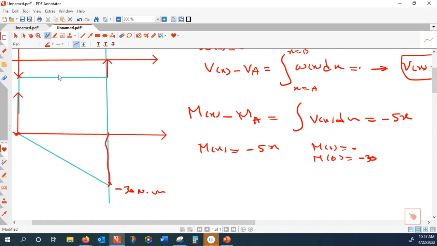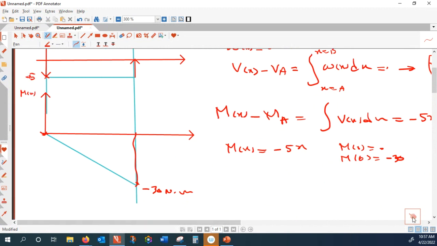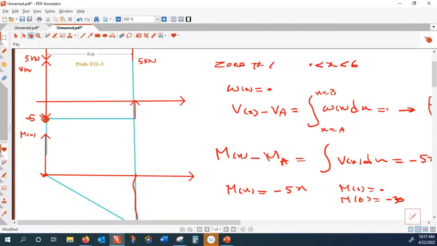So this is the shear force diagram, this is the bending moment diagram. And all that matters at this stage, we can pick up the maximum for the shear is minus 5. The maximum for the bending moment is minus 30. Later on, we can make a meaningful comparison to say which one is more critical, but not now.